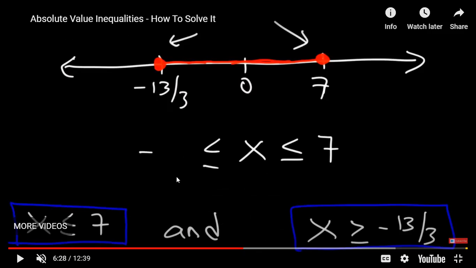Again, in the first case, if it's more than or equal to a positive number, it will be "or", and we will divide the inequality into two parts. One, copy, paste. Second, flip the sign and find the additive inverse. In the second case, if the absolute value is less than a positive number, we will use "and", because in this case, we have a common part or a common interval between the two numbers.